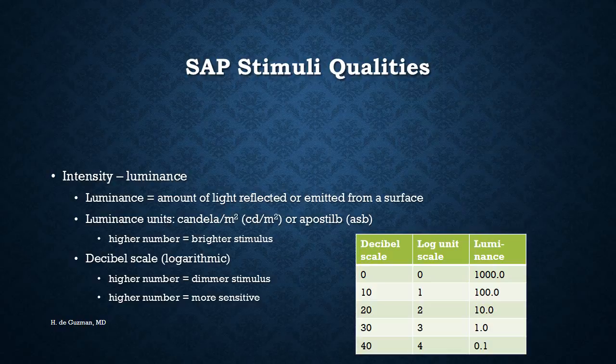This makes it easier for us because, first of all, we're dealing with smaller numbers, and it's also more direct or intuitive. A higher number means it's more sensitive, whereas it would be the opposite if we were using the actual luminance units. So this is what we need to remember.